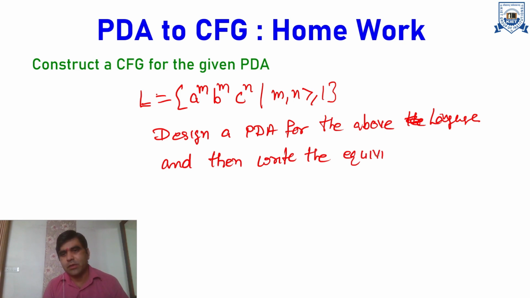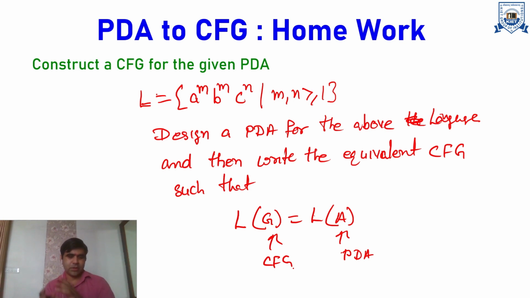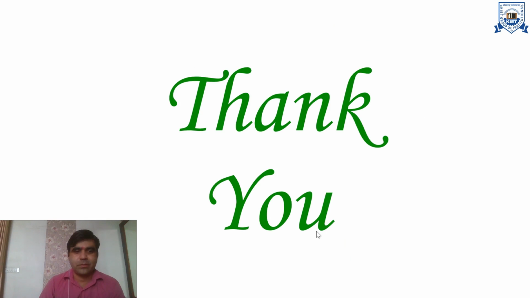context free grammar such that L of G is equal to L of A, where A is your pushdown automata and G is some context free grammar which you have written. Okay, so this is all about writing context free grammar for a given pushdown automata, right? So any queries you can ask. Okay, thank you.